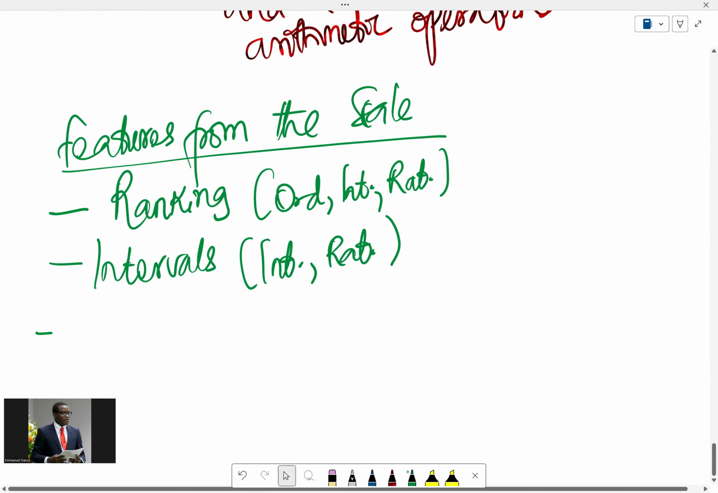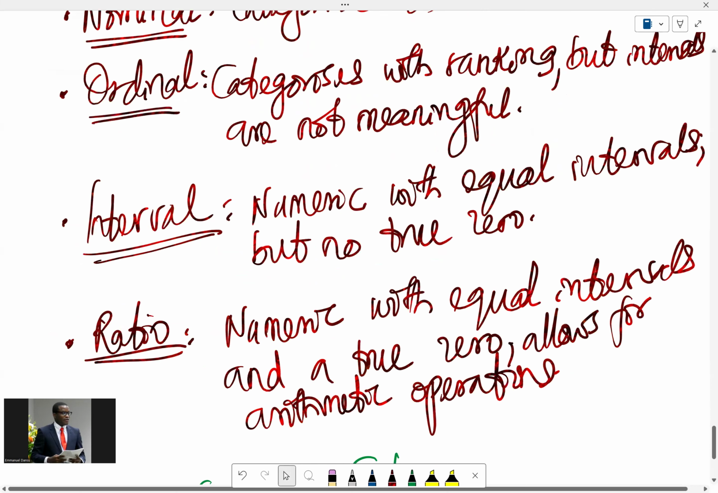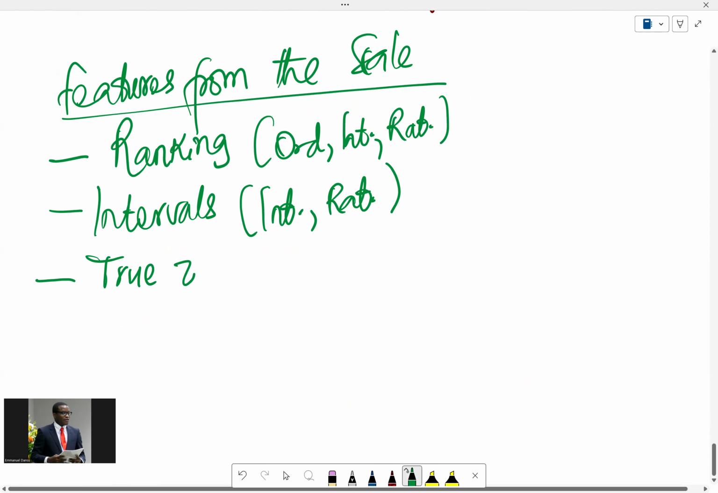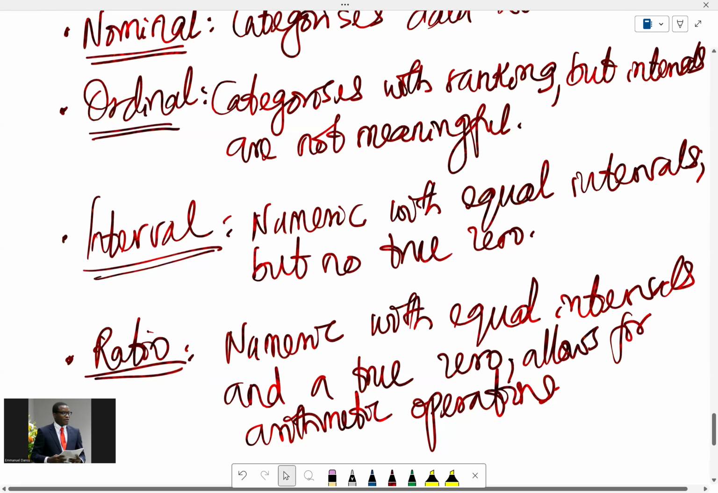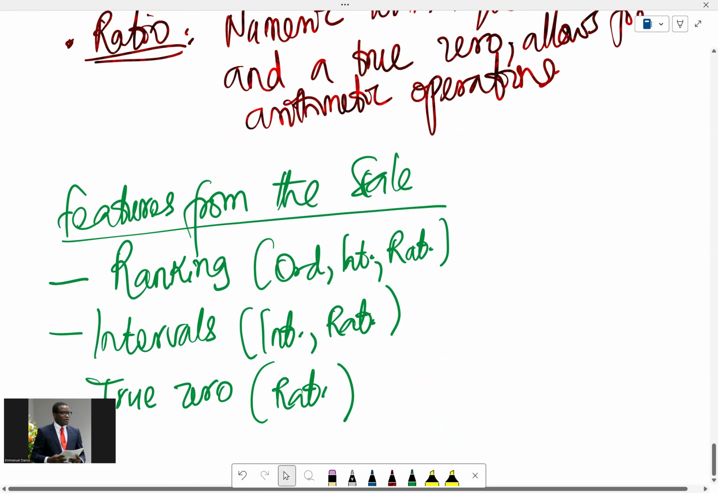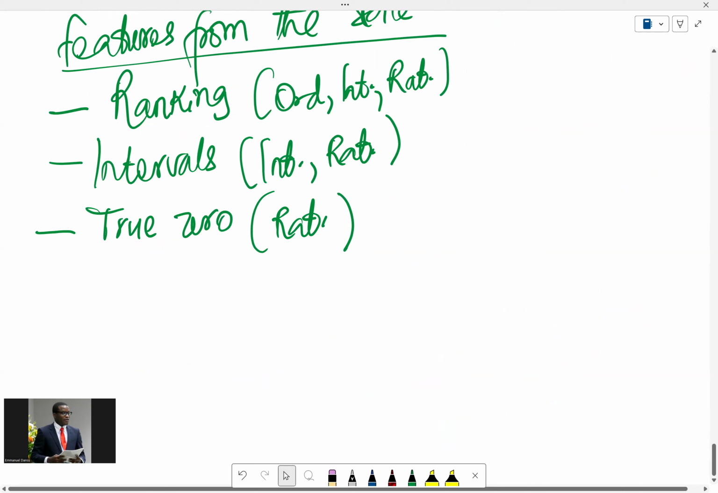Okay. Then the next thing we talk about after intervals would be true zeros. Only ratio scale has true zeros. Only ratio scale has true zeros, okay? So then of course we can talk about arithmetic operations, which is closely connected to true zeros.